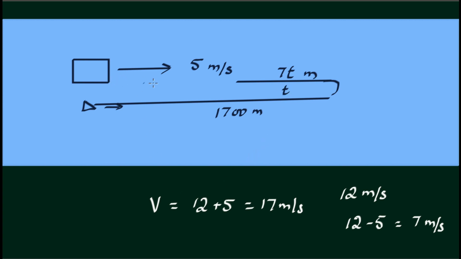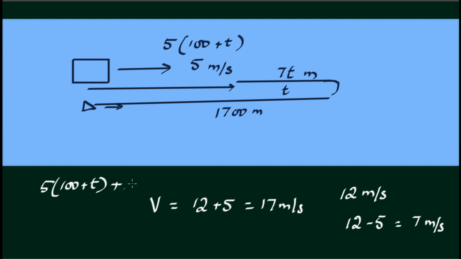Now in the meantime, the raft has been drifting down. How far has the raft drifted down? The raft has drifted down a distance of speed 5 multiplied by the time. The time is 100 seconds plus t seconds, so 100 plus t. Now if you look at the drawing, you can see clearly and very simply the distance that the raft moves, which is 5 times 100 plus t, plus the distance that the motorboat moves on its way back, 7t, that is equal to 1700 meters.